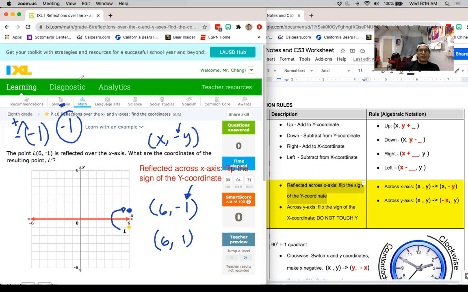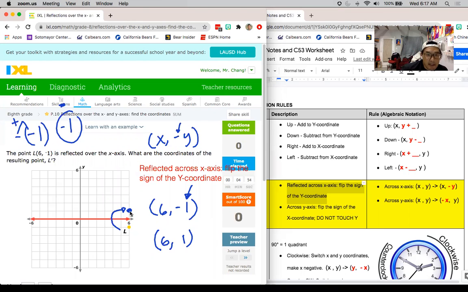So really simple. 5 is like the simplest iXL skill. You're really just looking at, if you're reflecting across the x-axis, you're going to flip the sign of the y-coordinate. And if you're flipping over the y-axis, you're going to flip the sign of the x-coordinate. That's all you're doing here. That rule should be pretty simple to remember.